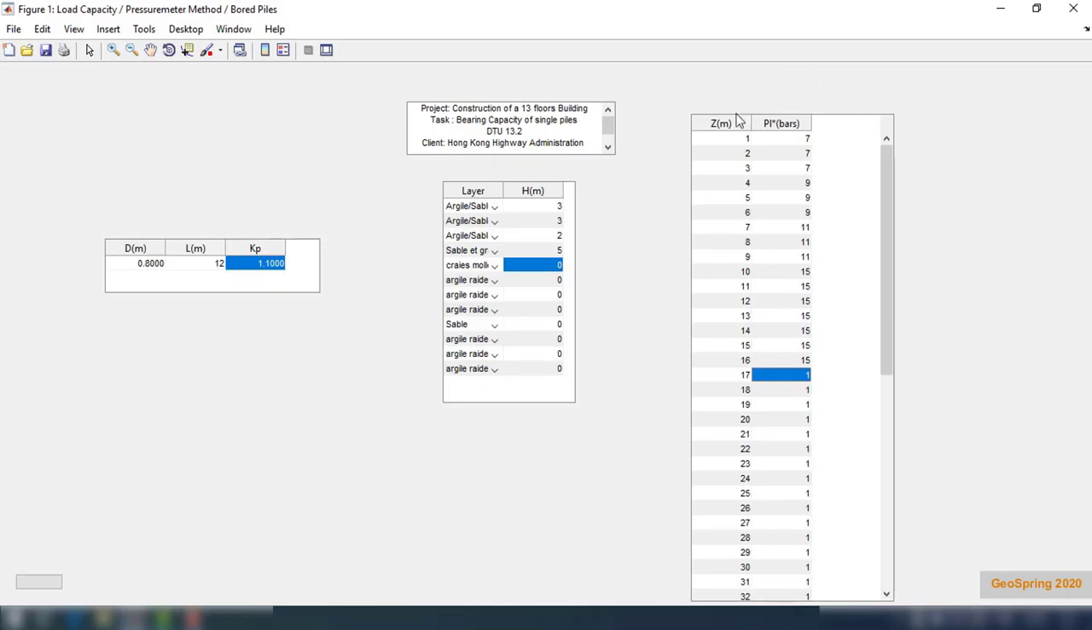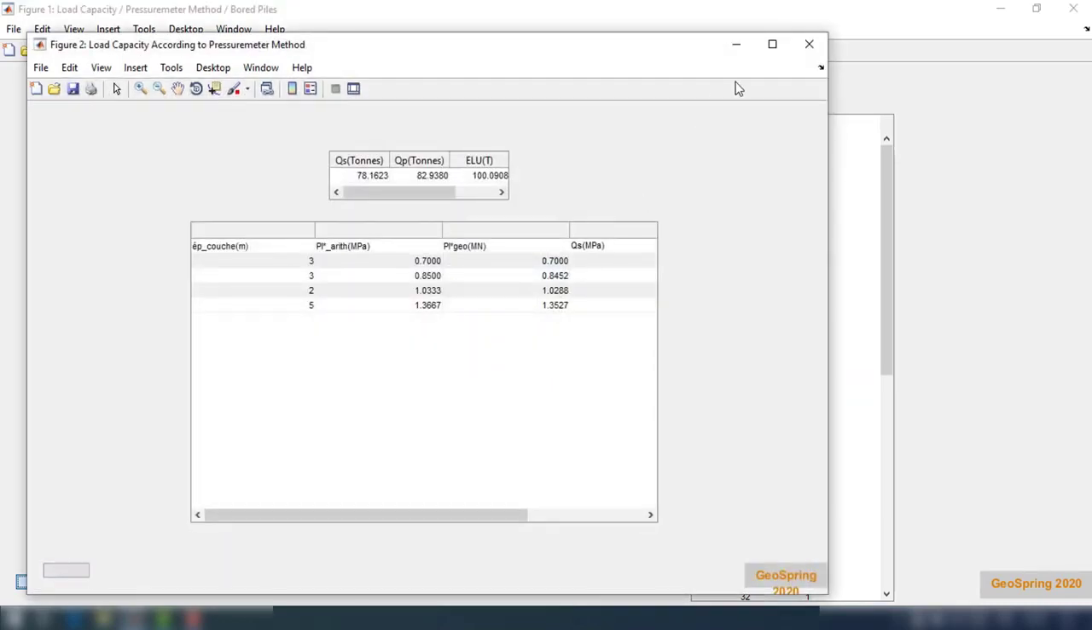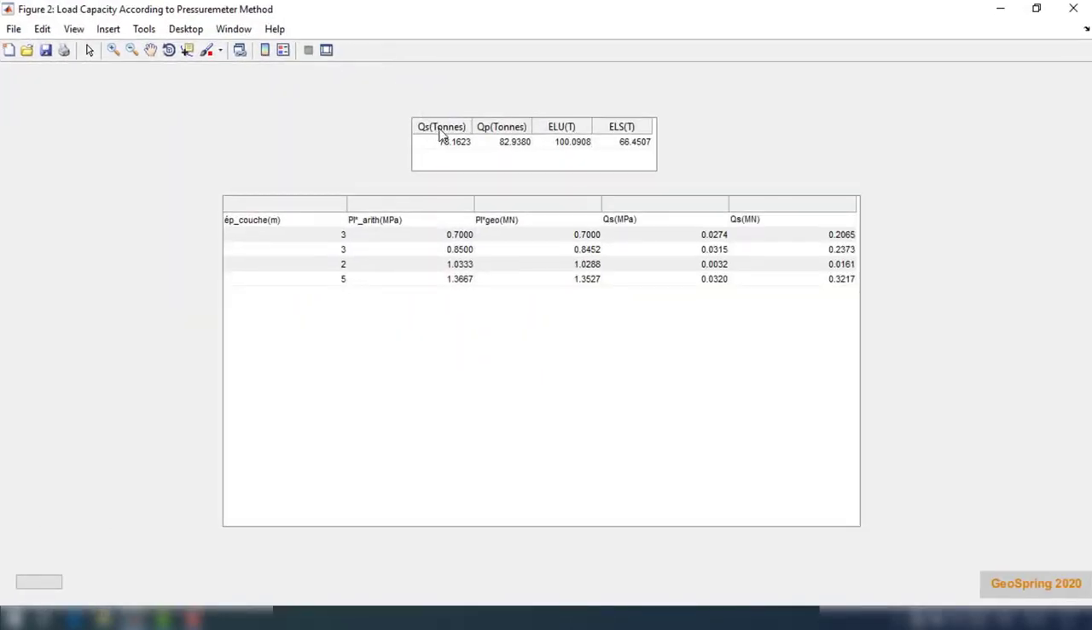After inserting your limit pressure profile, your geotechnical cap, and the geometry of your pile with the burying factor, you push on the button and you will have the shaft term, the tip term, the burying capacity at ultimate limit state, and the load capacity, the burying capacity at service limit state.